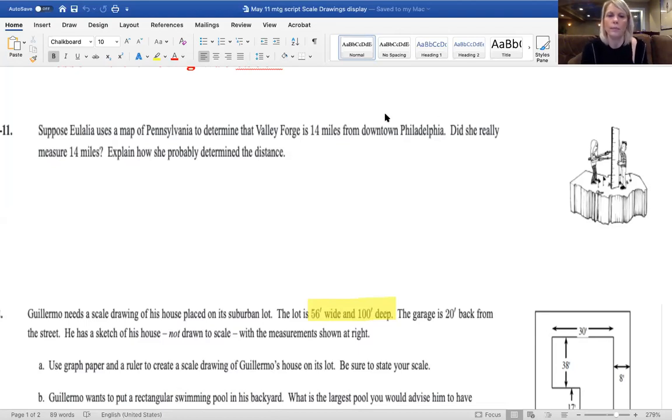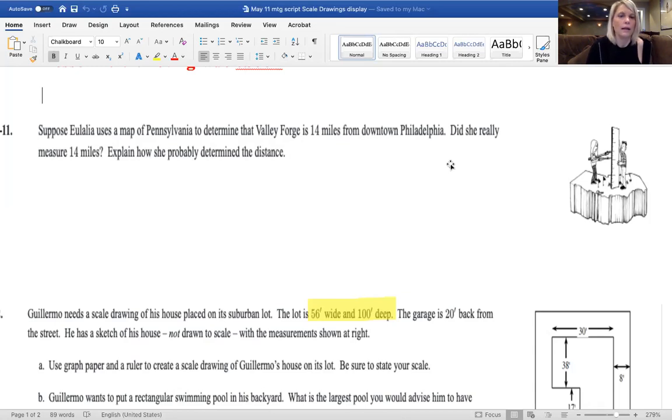Type in what you think. Anybody have an idea? Okay, it would be scale, but what would you see on a map key? What would the key say? Good, I see somebody put 1 inch equals 1 mile. What's another example you could see on a map key? Think about what Daniel just said: 1 inch equals 1 mile. Give me another example of something that could be on a map key besides 1 inch equaling 1 mile.